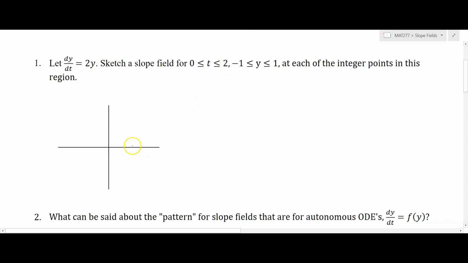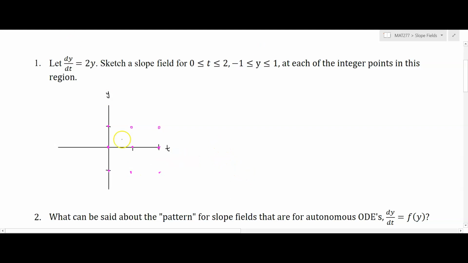If on this graph I label t equals 1 and t equals 2, and then y goes from -1 to +1, we are only focused on values at these integer points. We'll have a point here, here, here, here, here, and here, so a total of 9 points that we want to look at in order to represent the integer pairs in this region.